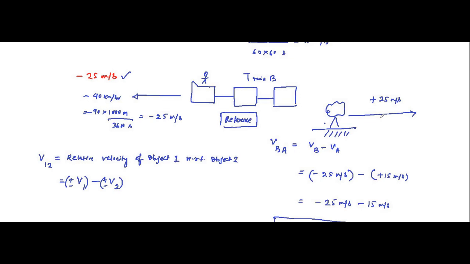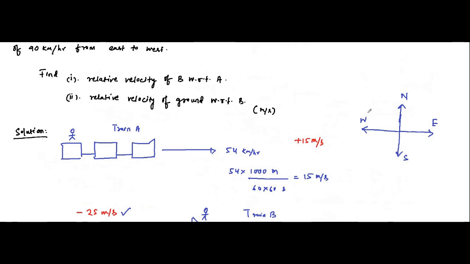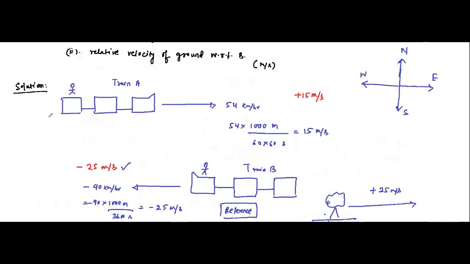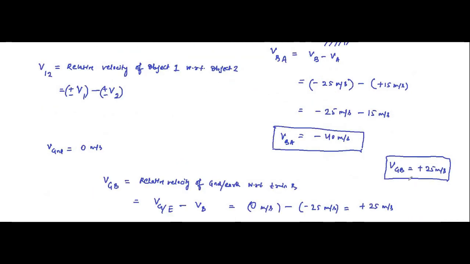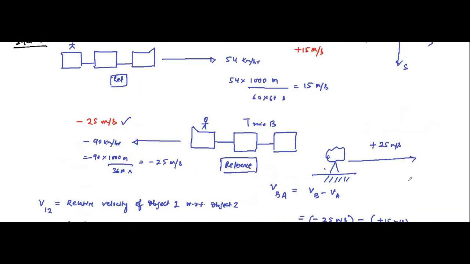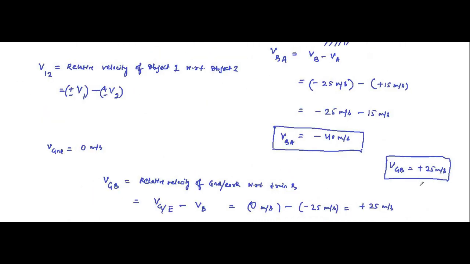So in the first case, the answer is, with respect to train A as the reference, the relative velocity of B with respect to A is minus 40 meters per second, and here the relative velocity of ground with respect to B is 25 meters per second. Okay.